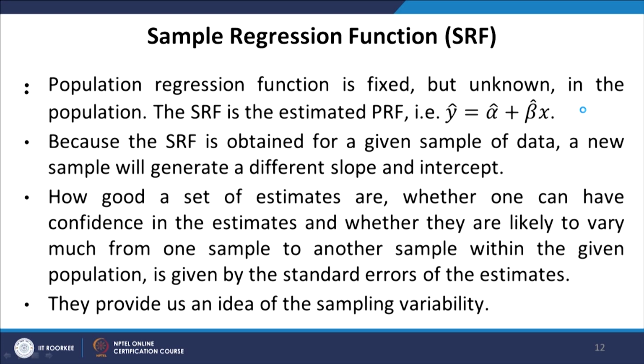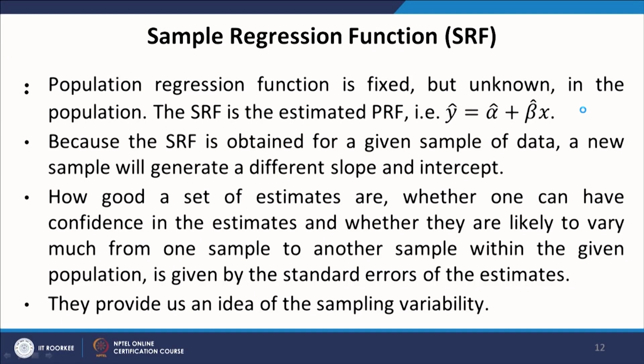So, its counterpart for the sample is the sample regression function, or SRF. Population regression function is fixed but unknown in the population, and that is why the SRF is the estimated PRF. So, with a sample we try to estimate the population regression function, and that is denoted by the sample regression function, which is yt hat equals alpha hat plus beta hat x. Now, because the SRF is obtained for a given sample of data, a new sample will generate a different slope and intercept, right. Every time we change the sample, our alpha hat and beta hat values are expected to change.